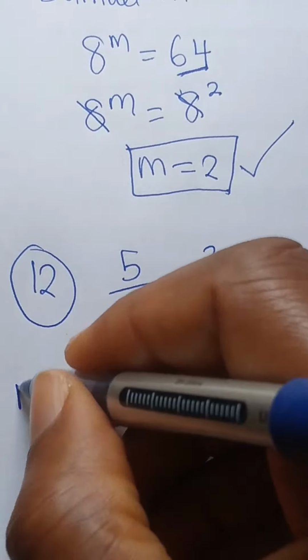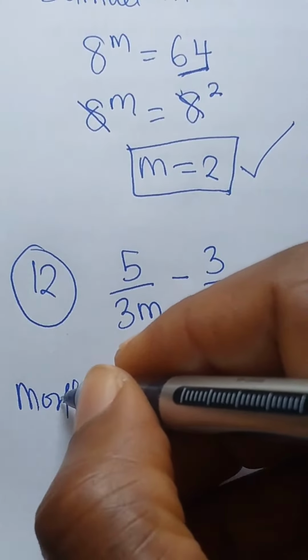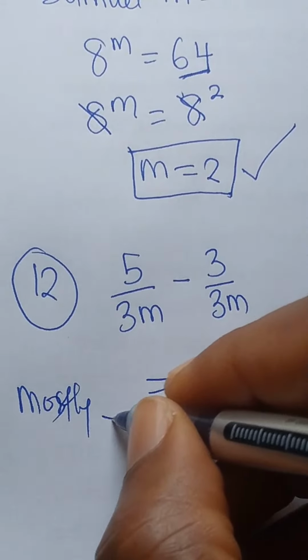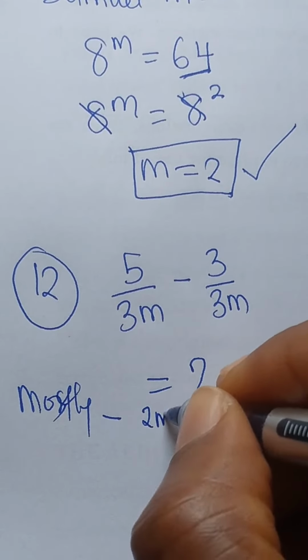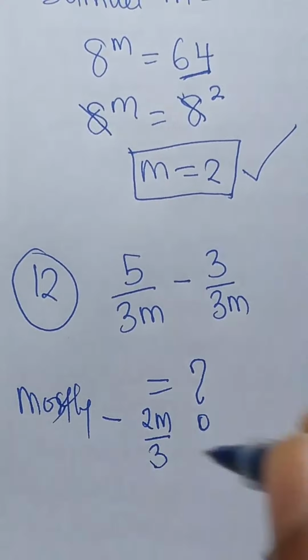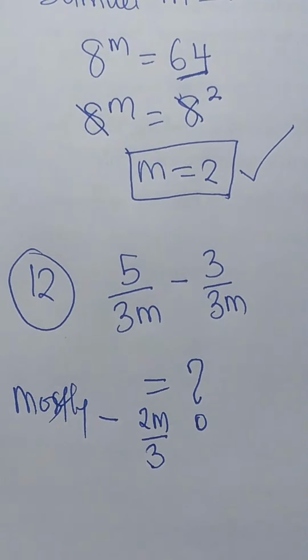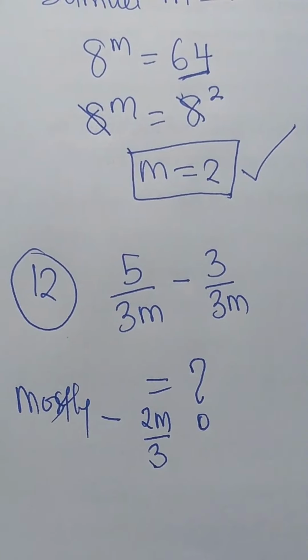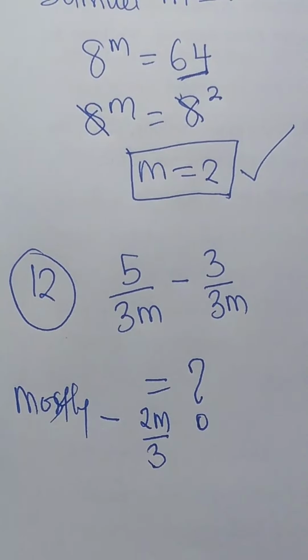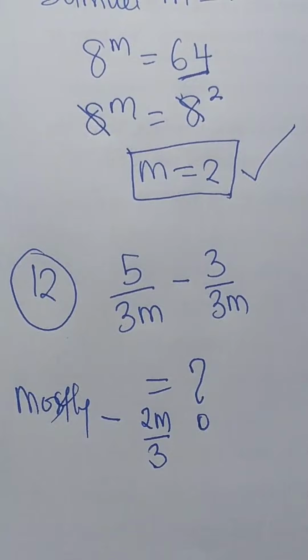Okay, so mostly sport says 2m over 3. More answers, please. These questions are easy. I just don't want to be asking too difficult questions, so we can do with simple questions so that it's easy for us to understand.